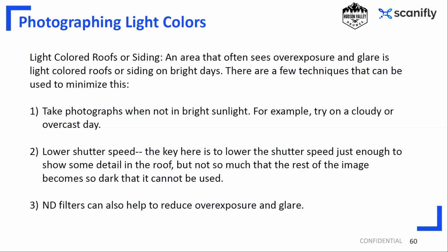But that being said, we can't always control the environment. If you have a choice, you can, but generally speaking, if we wait for an overcast day, we might be waiting a long time. So you can also shorten your shutter speed, but the key is to adjust your shutter speed enough so that there's some detail on the roof, but not so much that the rest of the image becomes so dark that you can't use it. So you want to find that central area between under and overexposure. And as stated before, you can use an ND filter to assist with that.